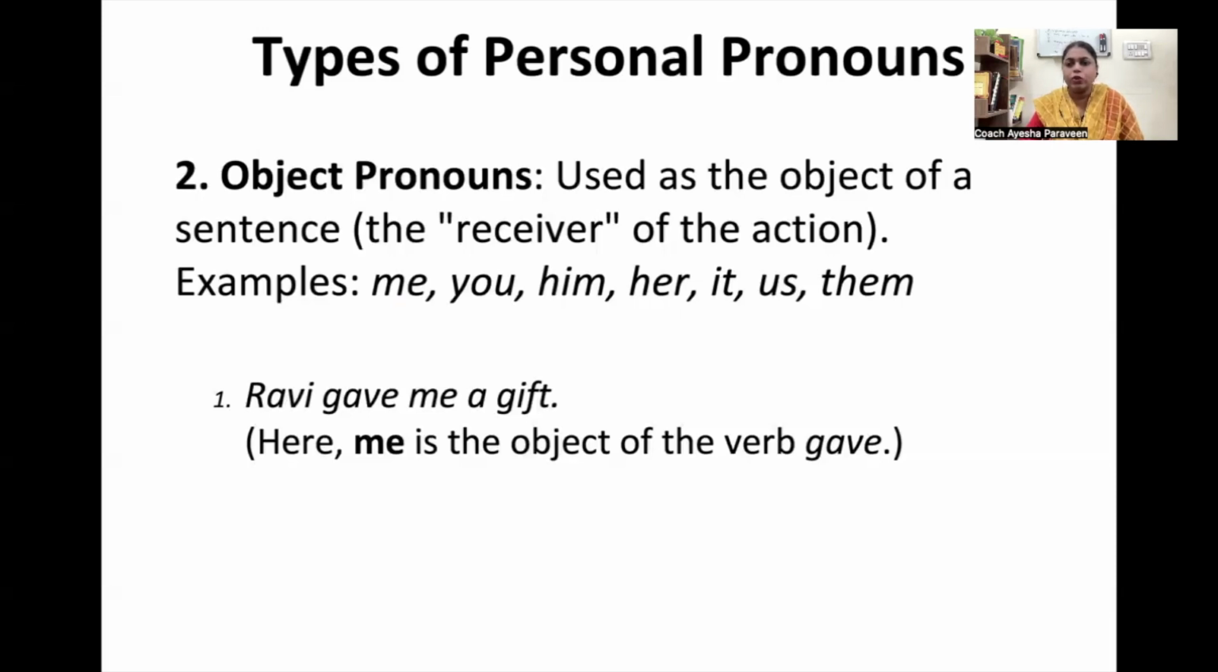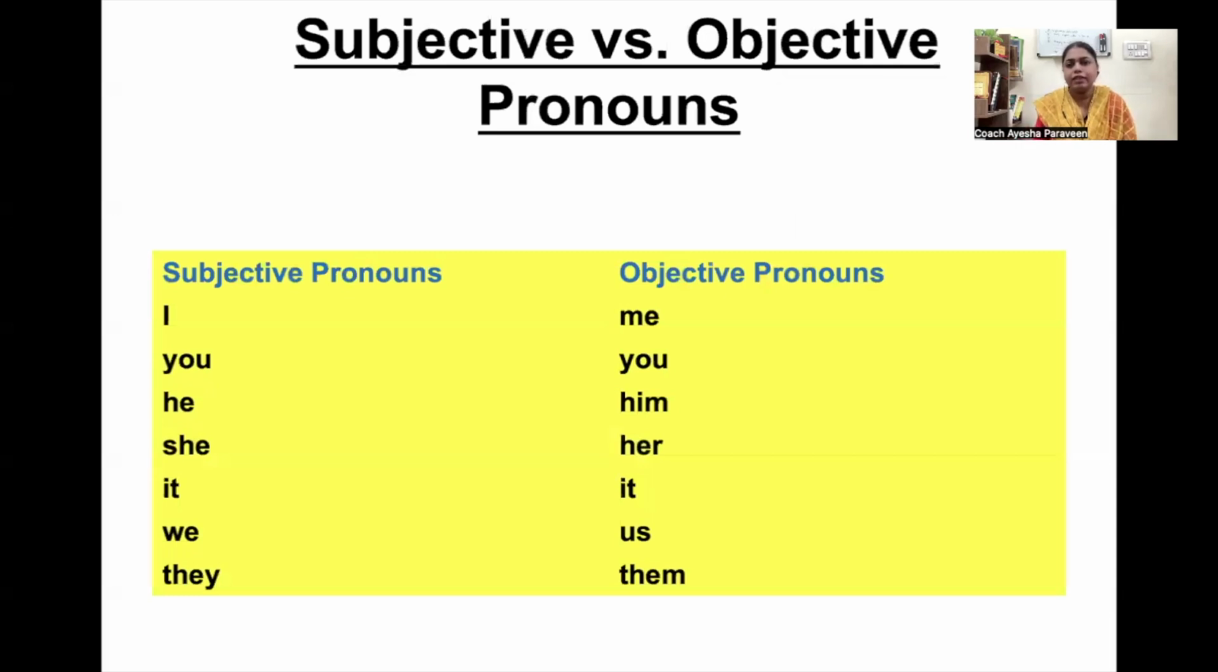I hope it is clear to you what is a subjective pronoun and what is an objective pronoun. We will understand with the chart. It may give you more clarity on what comes in subjective pronouns and what changes when it comes to objective pronouns. If the doer of the action, the subject, is I in the subjective form, it changes to me as an objective pronoun. You remains the same in subjective as well as objective pronoun. It doesn't change its form.